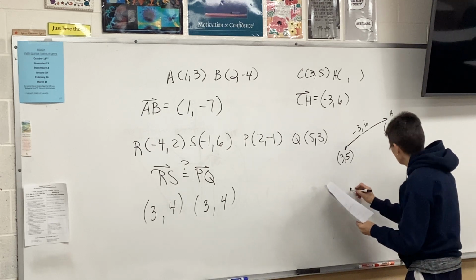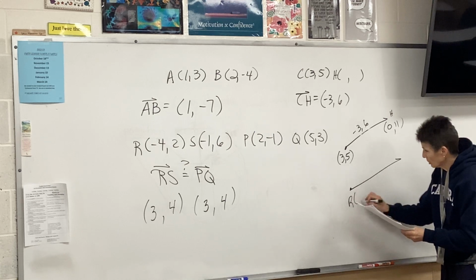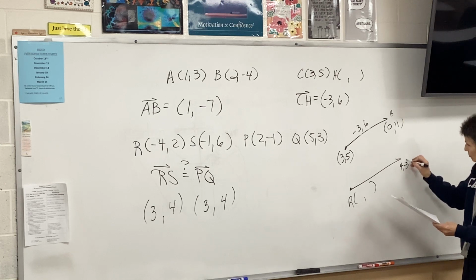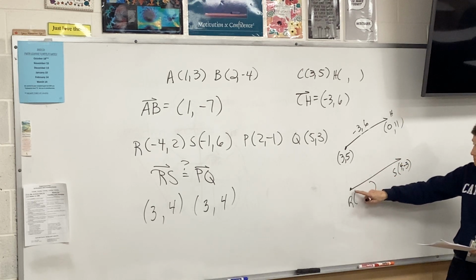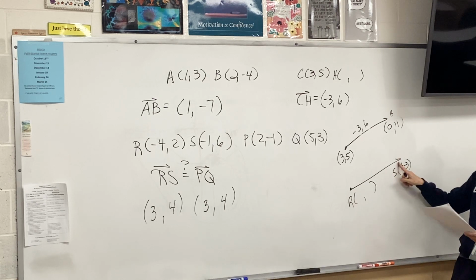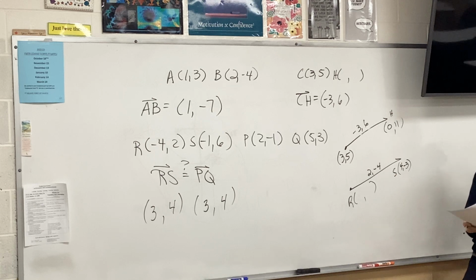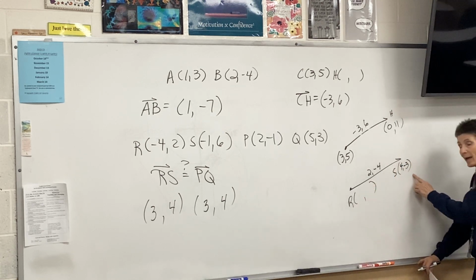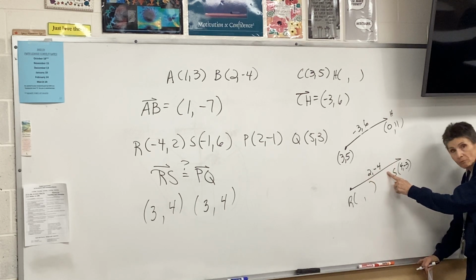Now we got the same thing. I'm just going to draw a picture of it. I don't know what R is. But I know S is 4, -3. And I know that RS, that is the vector that starts at R and goes to S, is 2, -4. So to go from R to S, I am going right 2 and down 4.